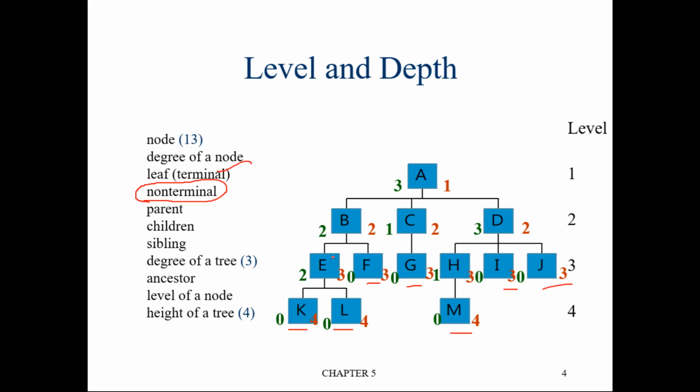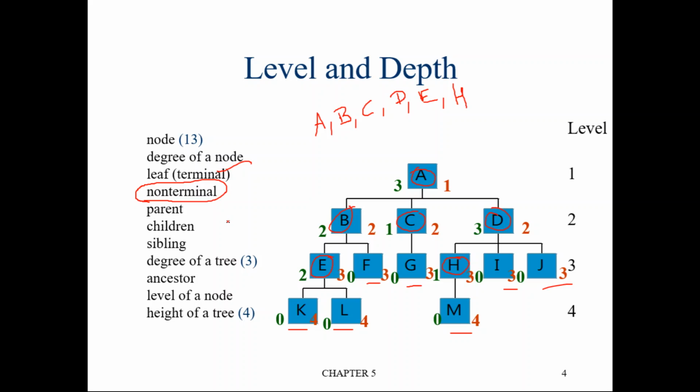Which are the non-terminal nodes? E is a non-terminal node, H is a non-terminal node, B, C, D, and A are non-terminal nodes. So A, B, C, D, E, and H are the non-terminal nodes in this particular tree.